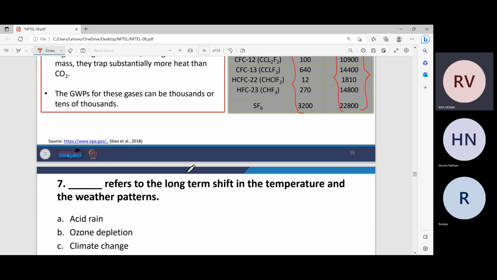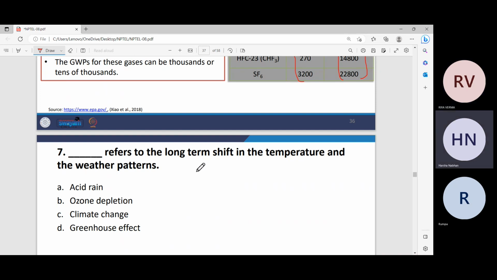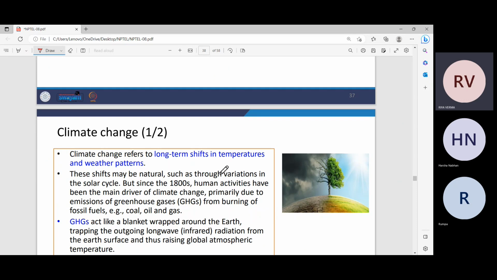So next up we have: dash refers to the long-term shift in the temperature and the weather patterns. Our options are acid rain, ozone depletion, climate change, and greenhouse effect. Climate change, ma'am. Yes, it will be climate change. So basically, climate change refers to the long-term shifts in the temperature and also the weather patterns of the Earth.